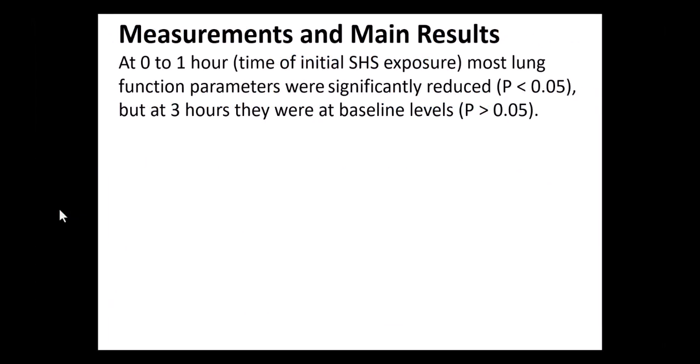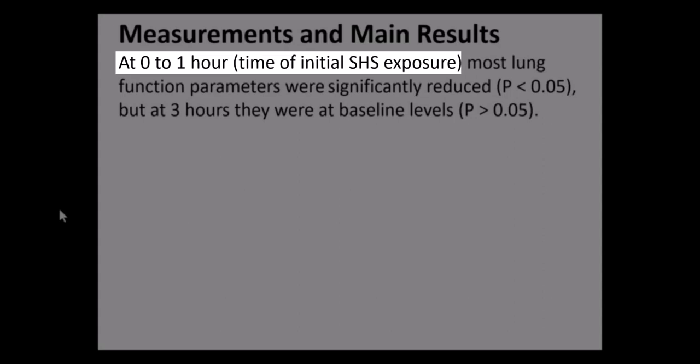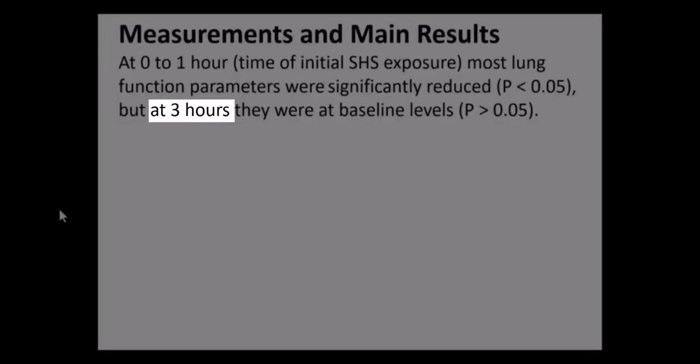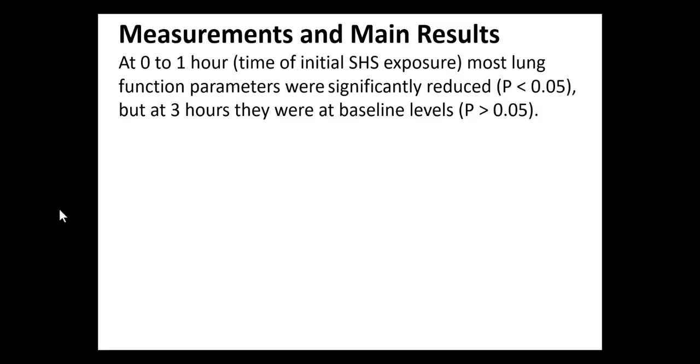Okay, my friends, so here is what I want to focus on right now. This is the hypothesis testing conclusion part that I want to take a look at. It looks like they tested two different time frames. They tested from 0 to 1 hour, which was when I guess they put the people in the room with the smoke exposure. And then they took them out of the room at 1 hour and then tested them again at 3 hours. And they came up with two conclusions. From 0 to 1 hour, it looks like function parameters were significantly reduced, but at 3 hours, they were back to baseline. So let's take a look at each of these.